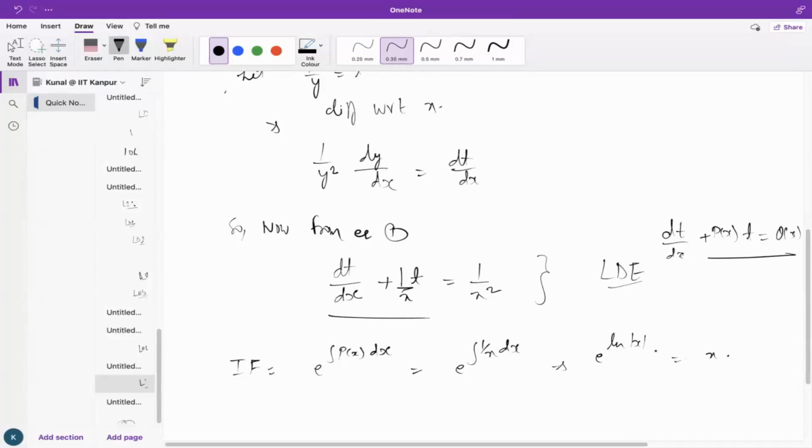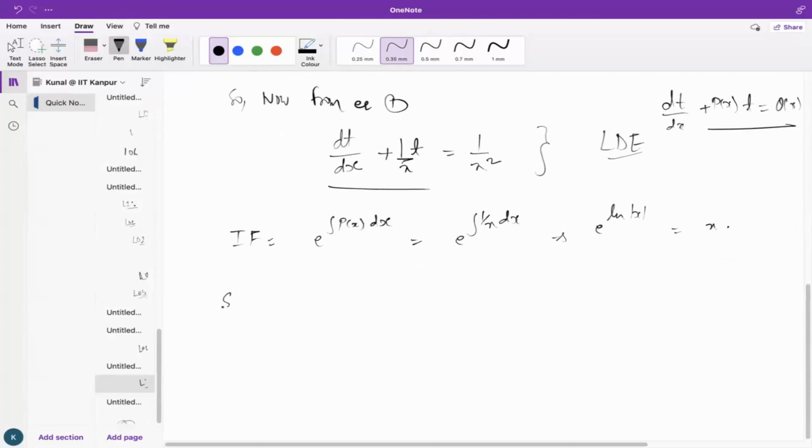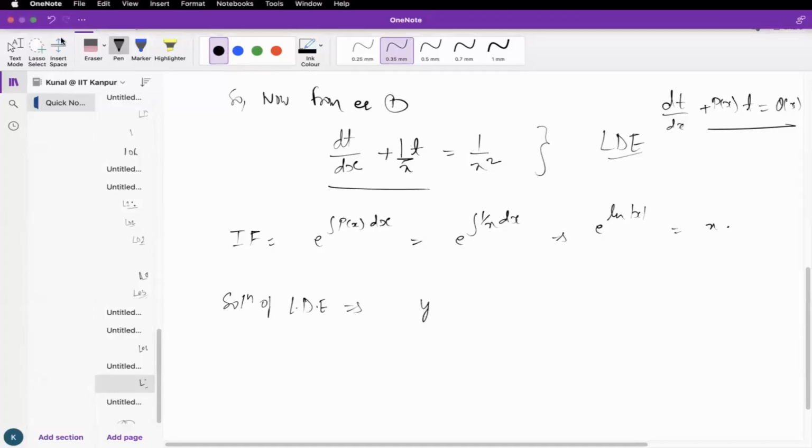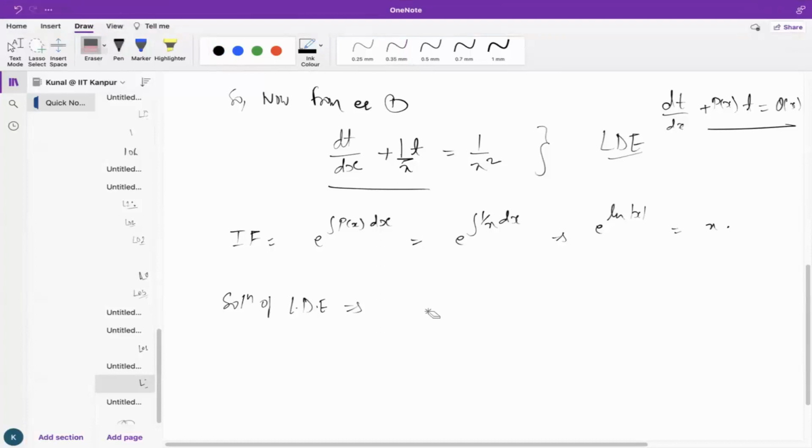Now we are talking about the solution of the differential equation. The solution of a linear differential equation is, basically here it is not y, here it will be t.